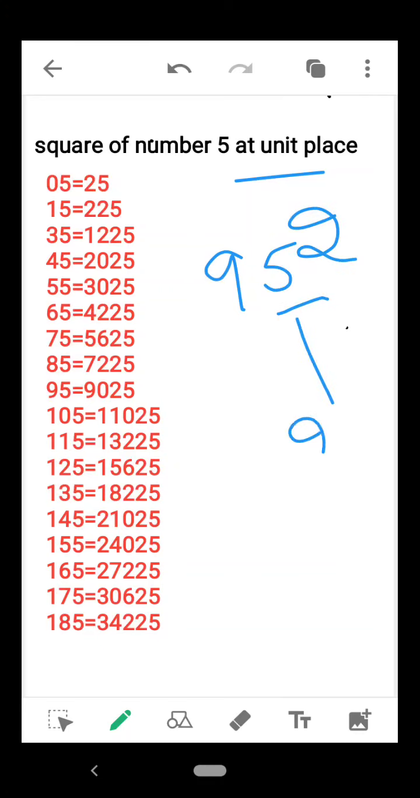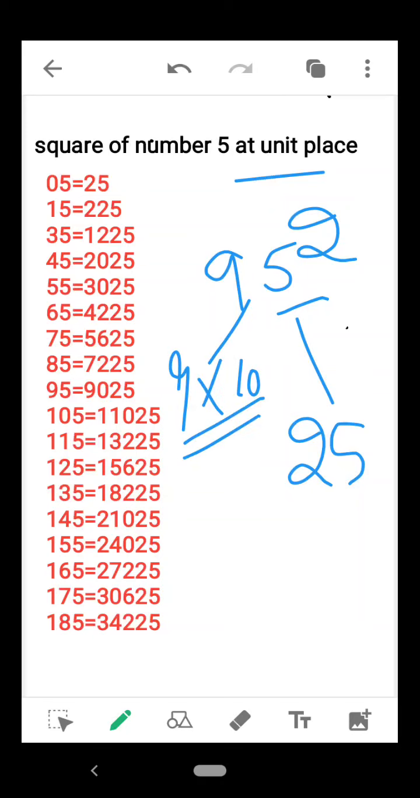5 square is 25. 9 के बाद 10 आता है तो हमें आपस में मल्टीप्लाई करना है. 9 into 10 is 90. So your final answer is 9025.